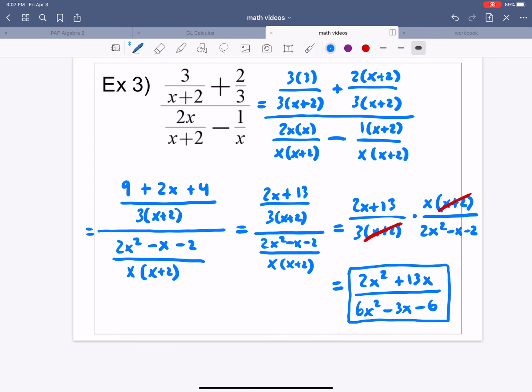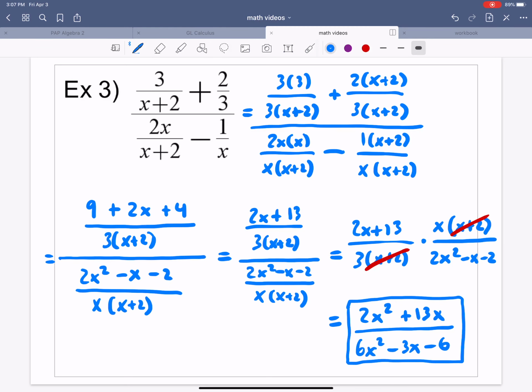Okay, so that one was a little bit more involved because we had to do a more complicated LCD on the top and the bottom. Okay, so here we go.